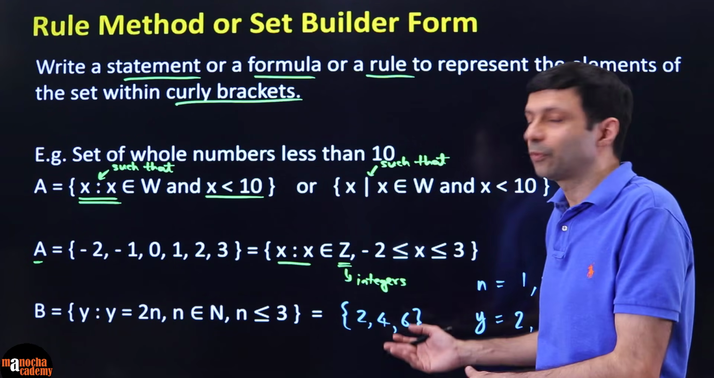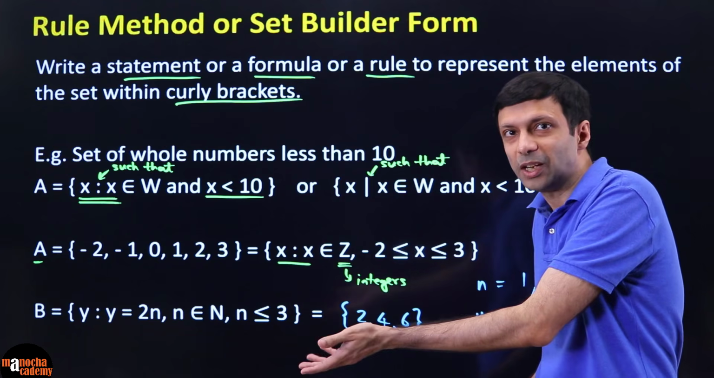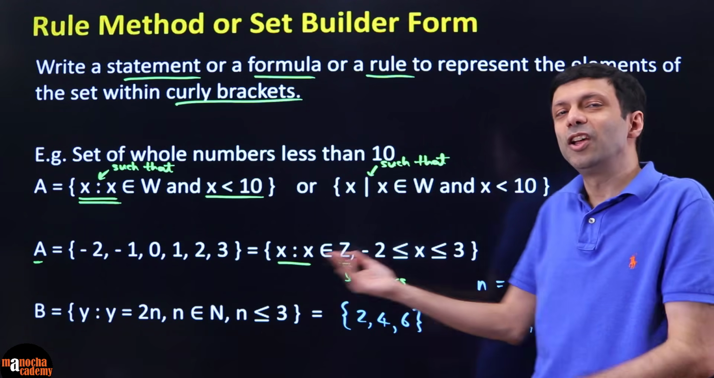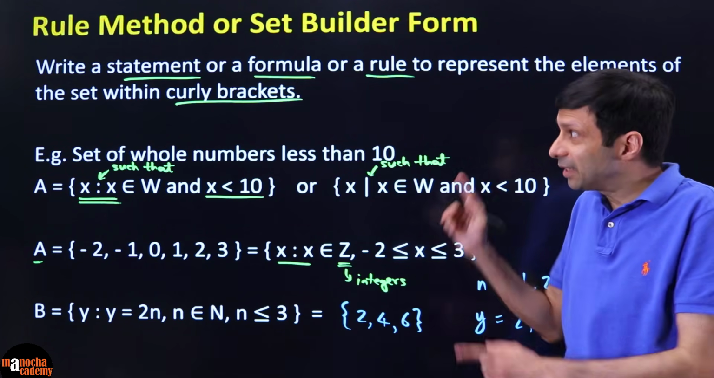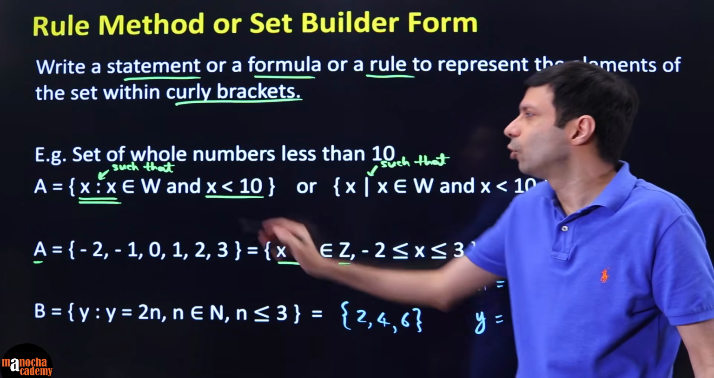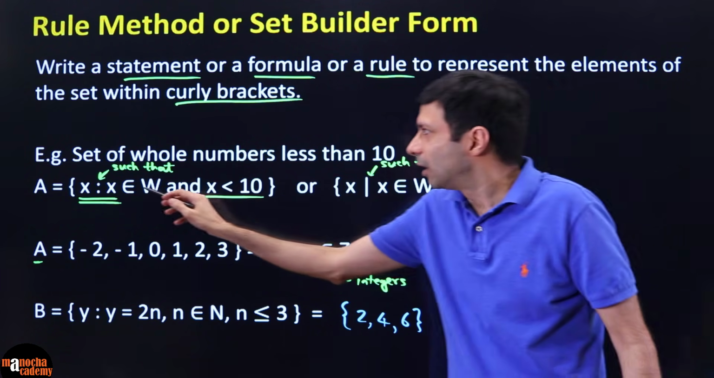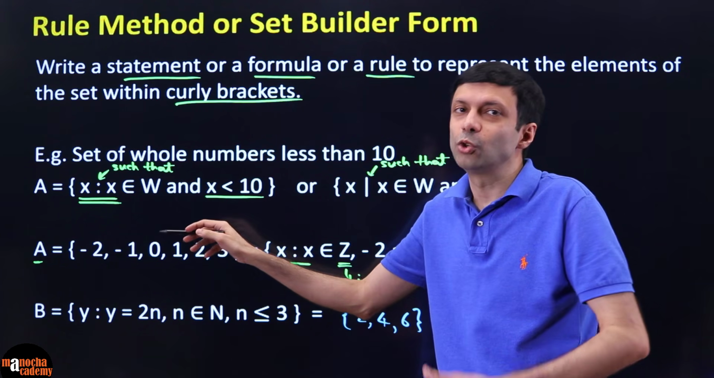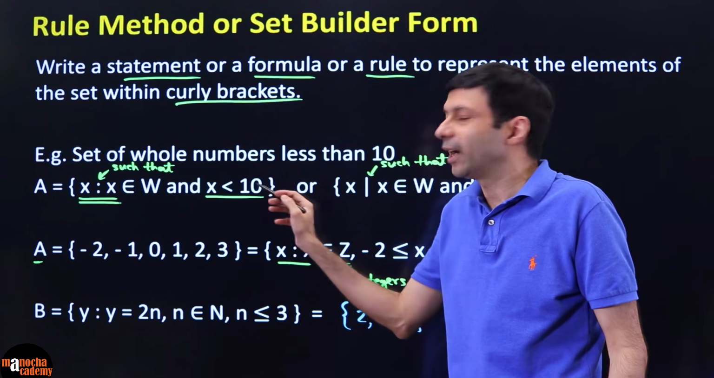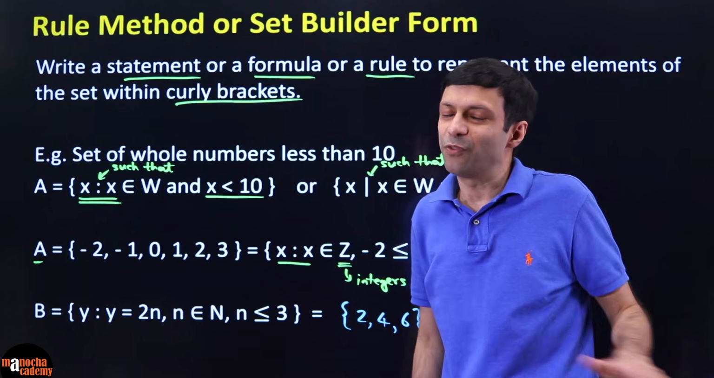So see, we can convert from one form to the other. If you're given roster form or description method, you can change it to set builder form. If you're given set builder form, you can change it to the other form. But with set builder form, be a little careful. Don't forget that colon or that vertical line. Clearly write it like this. Make sure you write which set of numbers it belongs to. You write your rule over there and you'll find it really easy.